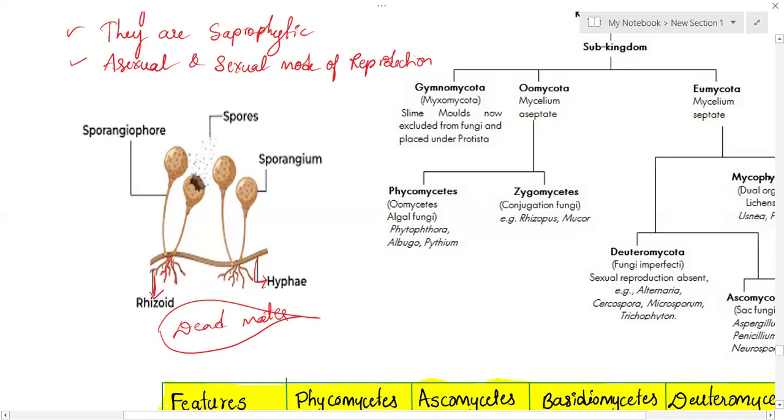Okay, with the help of this rhizoid, it is attached to this, and it will start to develop during adverse conditions where there is no rain. Then it will form this kind of spores inside this sac. Spores form inside this sac.